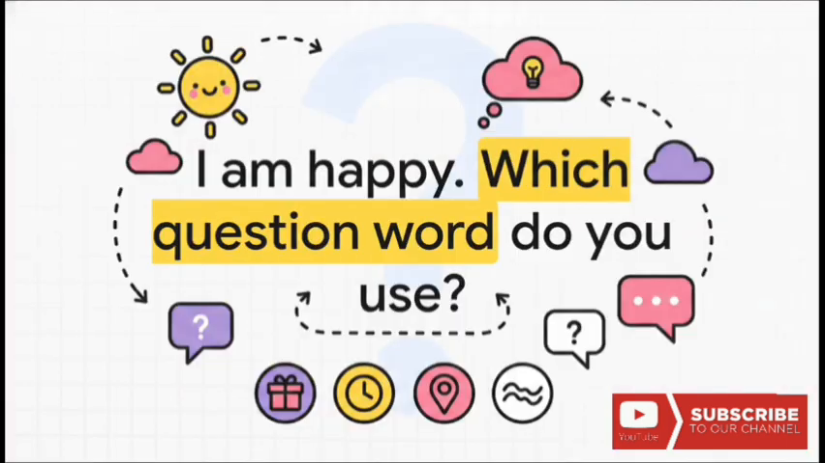But hey, before we completely wrap up today's explainer, I want to leave you with a quick little challenge to test your active learning. Listen to this statement. I am happy. Think carefully about the rules we just covered. Which specific question word do you use to ask me about my happiness? Is it a thing, a time, a place, or perhaps a manner or condition?